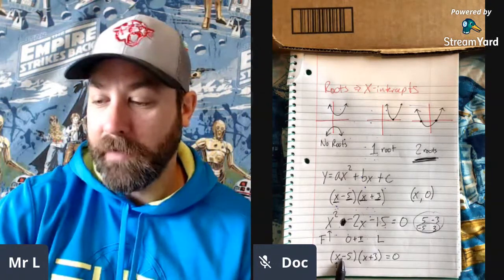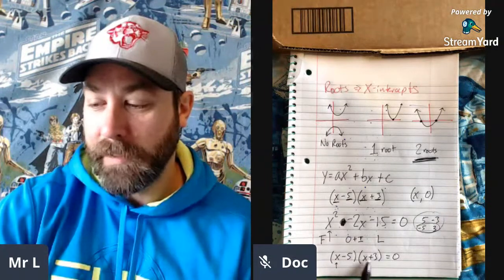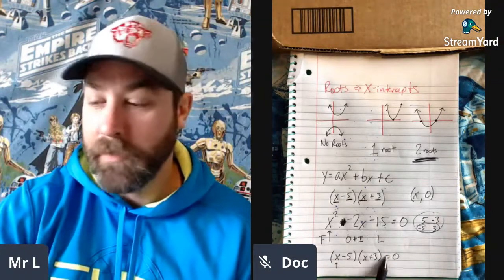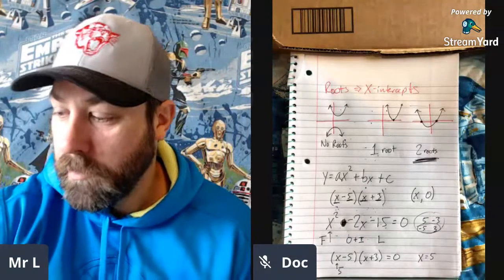Well, if I put in a positive 5, 5 minus 5 is 0. And it doesn't matter what this ends up being because 5 plus 3 is 8. So it'd be 0 times 8, which is 0. So 5 is a solution.